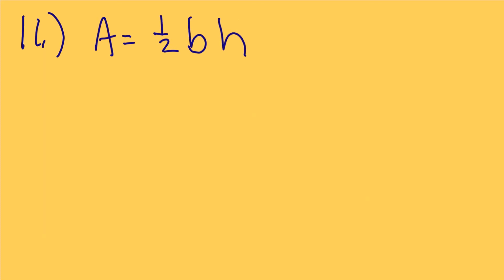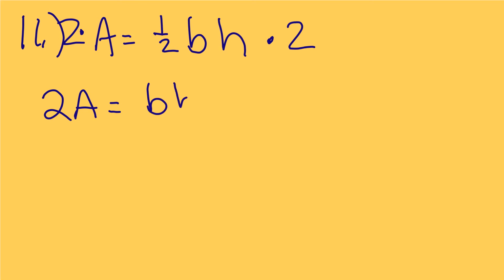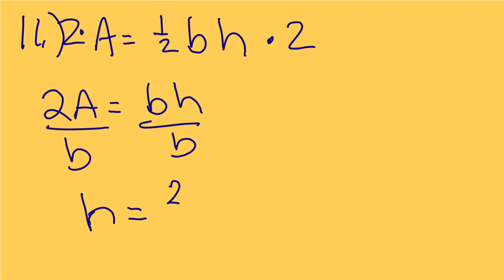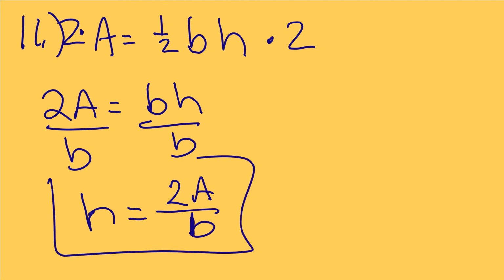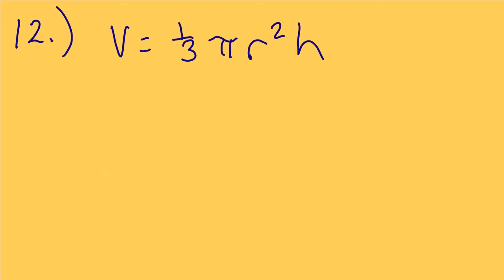All right. So I have area equals 1/2 base times height. Because you guys hate fractions, I'm going to multiply both sides by 2 to start. So multiply this by 2, multiply that by 2. I get 2a equals base times height. Now I'm just going to get rid of the b. So I get height equals 2a all over b. That's it for 11. 11 through 14 should be much easier.